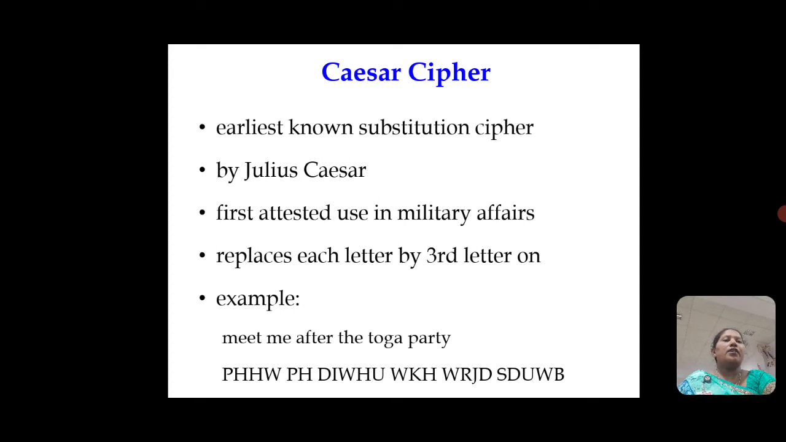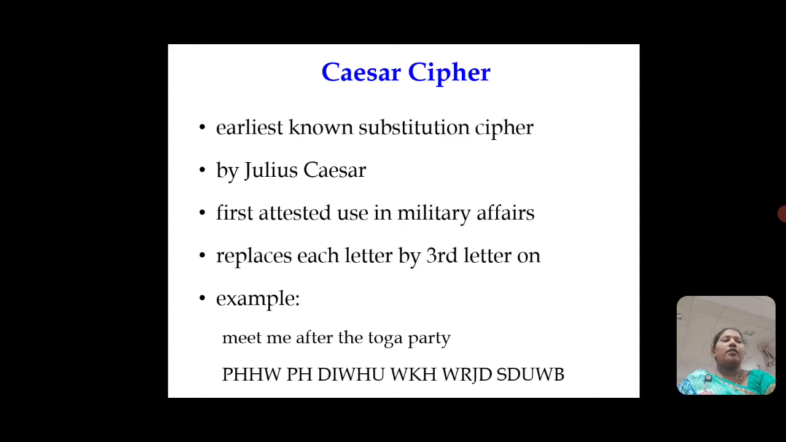This is the earliest or the first substitution cipher. It is named after its inventor Julius Caesar. He used the Caesar cipher in military affairs, that is, replacing each letter by the third letter. For example, take the same example, meet me after the Togo party. This is the plain text you are going to send from the sender to the receiver.